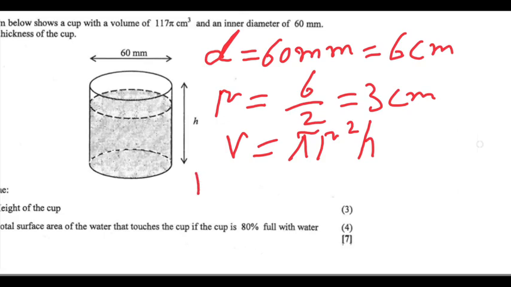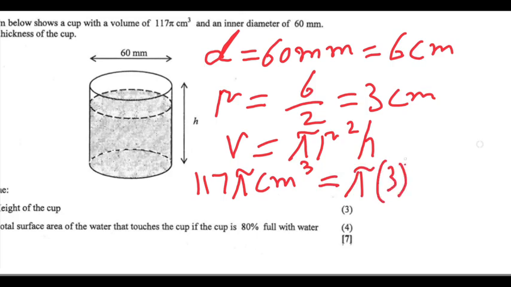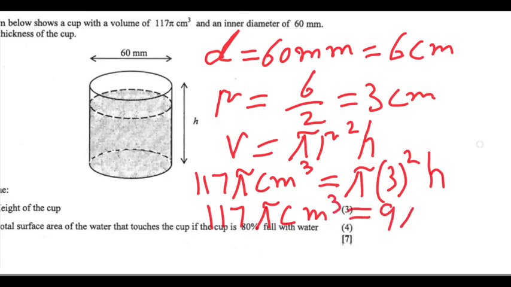Volume is 117 pi centimeter cube is equal to pi, the radius we got 3 square, and h we don't know. Further simplify, 117 pi centimeter cube is equal to 9 pi h. Now we need to find the h now. Our subject of the formula is h.